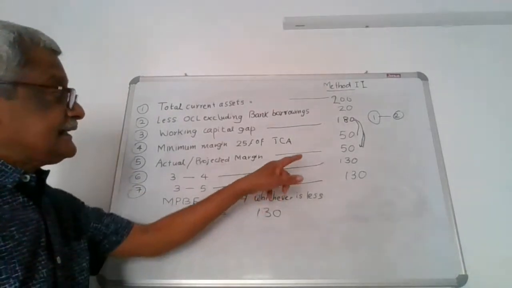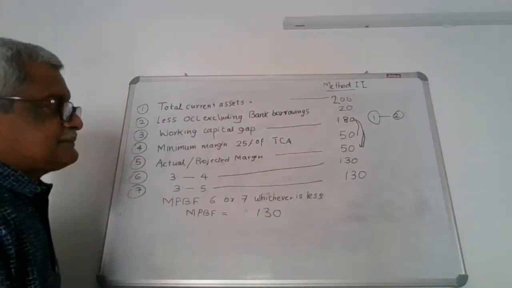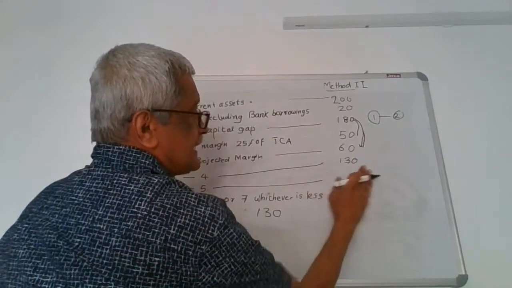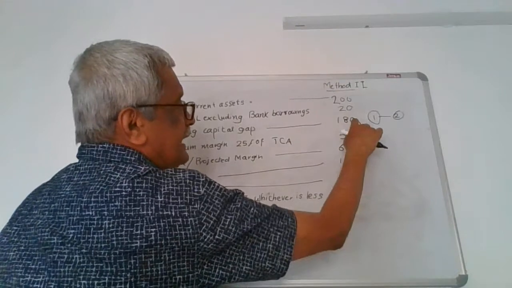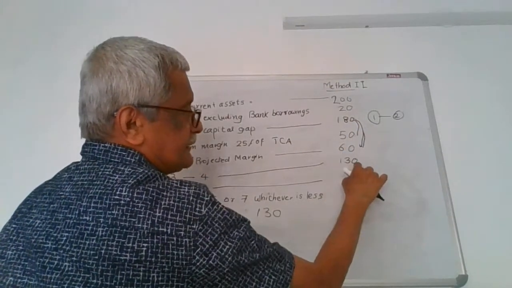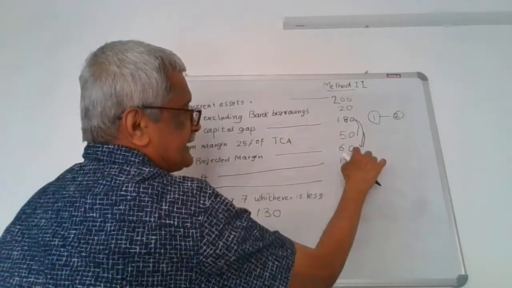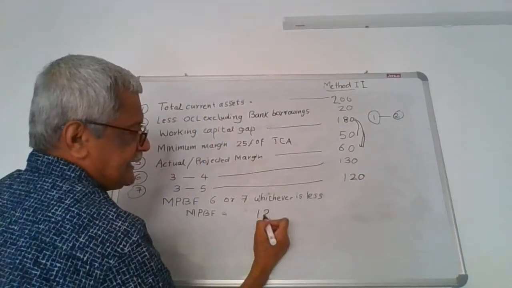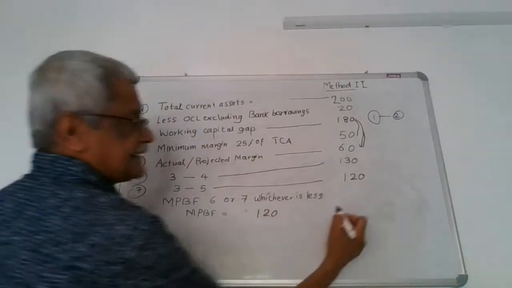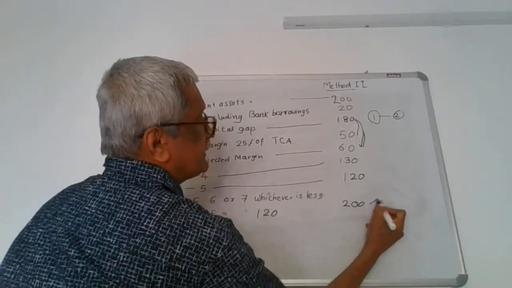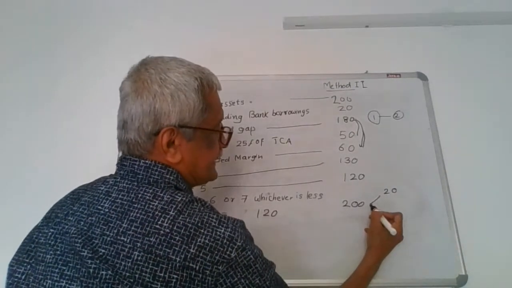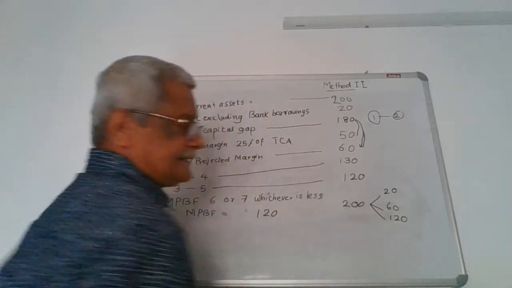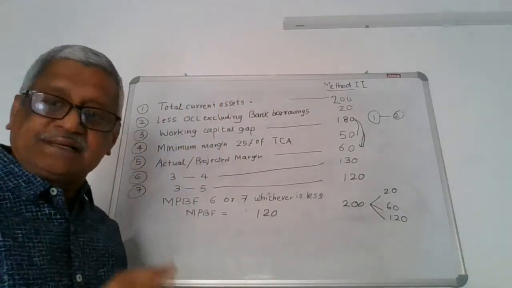Suppose in this case, instead of 50, the customer says, I am willing to bring in 60. So naturally, 180 minus 50 is 130, 180 minus 60 is 120. The customer will be getting 120. So in this case, 200 is funded by 20 OCL, 60 margin, and the balance 120 given by the bank by way of working capital finance.